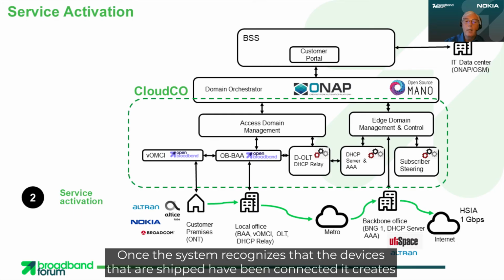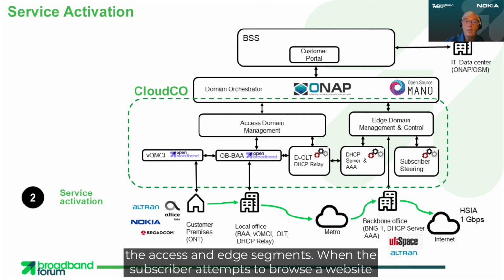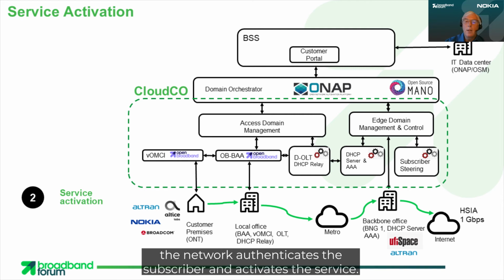Once the system recognizes that the devices that are shipped have been connected, it creates the service within the network by appropriately configuring the premises, the access, and edge segments. When the subscriber attempts to browse a website, the network authenticates the subscriber and activates the service. In this demonstration, the subscriber first activates the service.